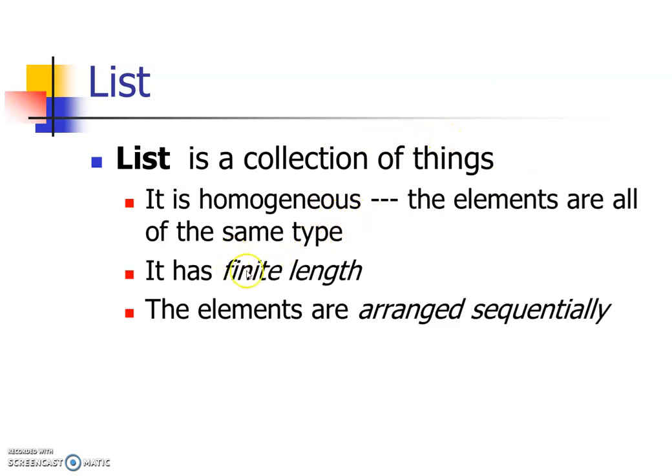More importantly, it has finite length. So the list has a certain amount of numbers listed over there. It is not going to be infinite. The elements are arranged sequentially. So you have one item followed by another item followed by another item.